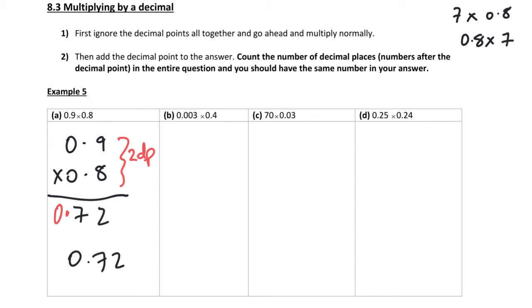In 0.003 times 0.4, if we were to do 3 times 4, the answer is going to be 12. But in the question, what we can see is that there is a total of 4 decimal places. There's 3 from the 0.003 and 1 from the 4. So what we need to do is write the answer as a 12 with 4 decimal places in total. So we need to put in 2 extra zeros before the 12 and then put a 0 in. So now what we've got is 4 decimal places with a 12 at the end.